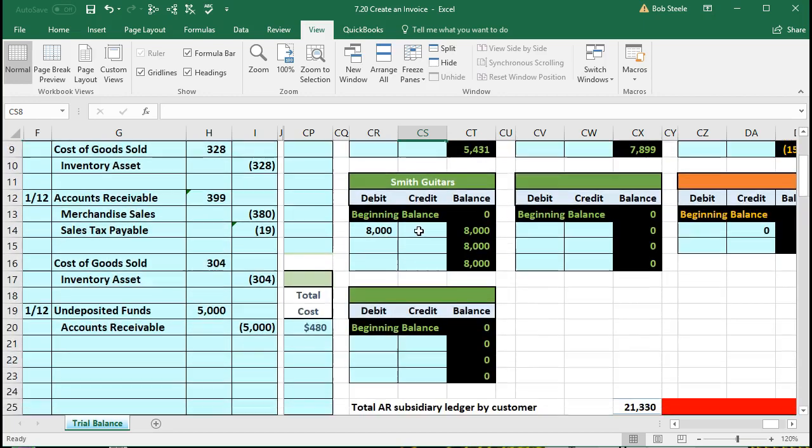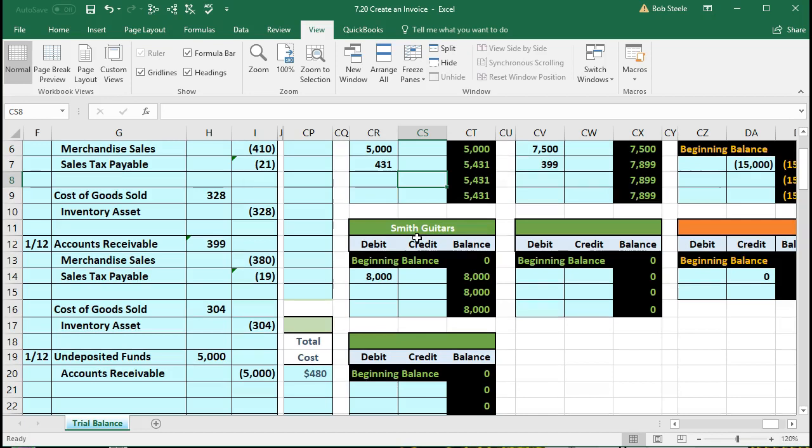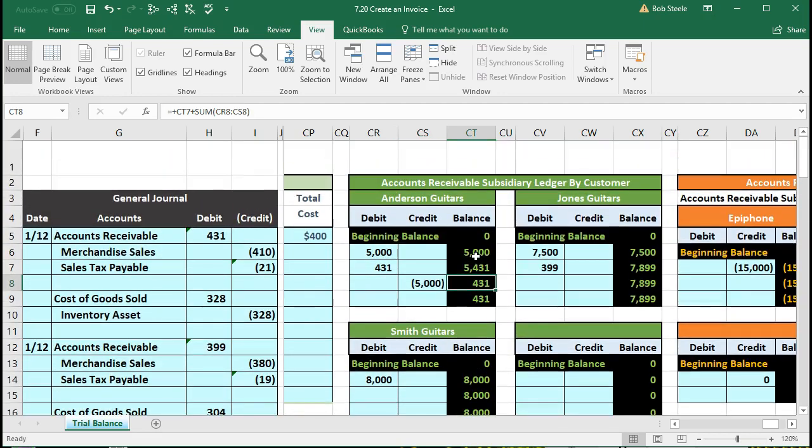And really, I'm just going to record this same credit to the receivables right there. So we're going to say this equals that credit. And that's going to bring this balance down from 5,431 down by 5,000 to 431. So there's the 431 owed by Anderson.